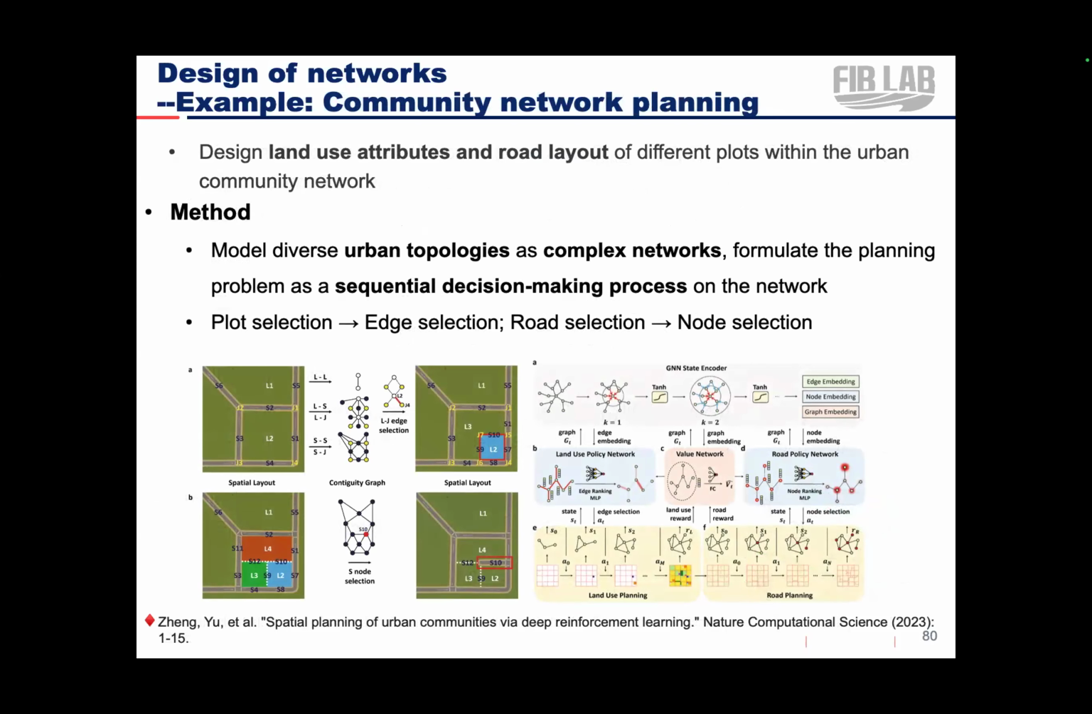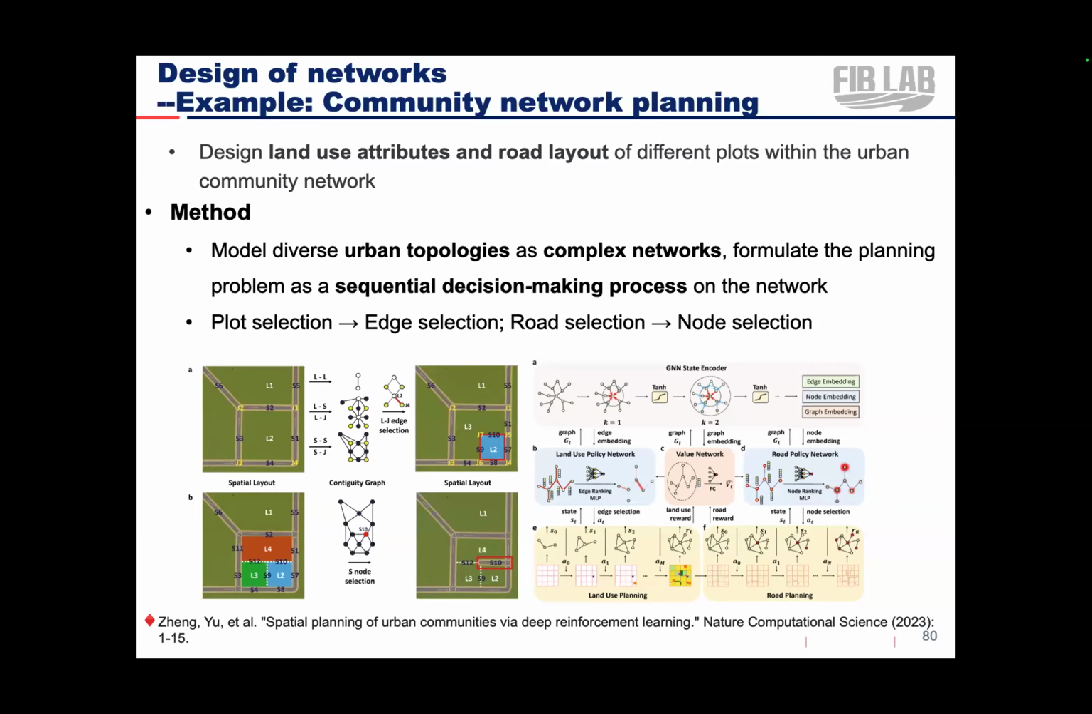And the final example of the network design is community network planning. In this work, the authors want to design land use attributes and also the road layout of different plots in the urban community network. The method they use is deep reinforcement learning plus graph neural network.